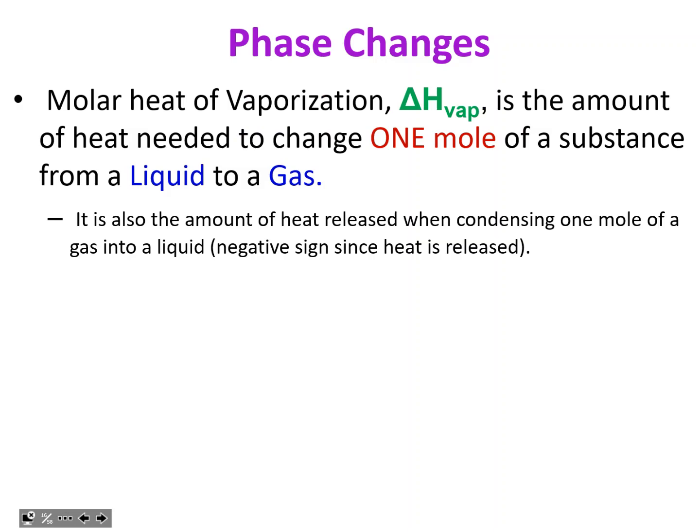All right, so phase changes. Heat of vaporization, delta H vaporization. This is the amount of heat needed to change 1 mole of the substance from a liquid to a gas. Now, what you have to remember about the heat of vaporization number is it is also the same numerical value for condensation. It's just going the other direction. So heat of vaporization is endothermic. When you are condensing it, then it would be negative and it would be exothermic. But it is the same magnitude value here.